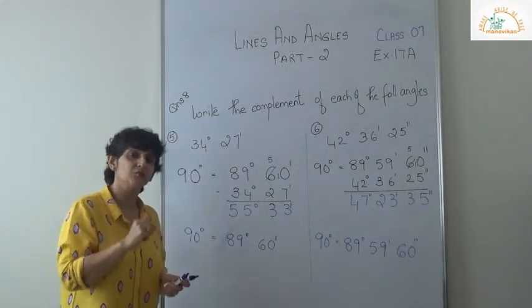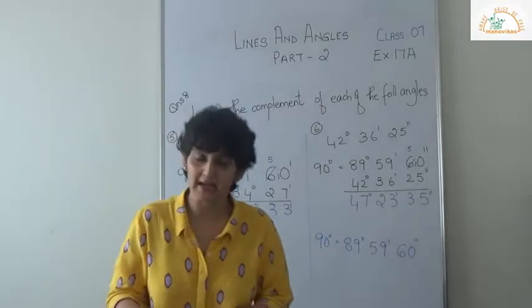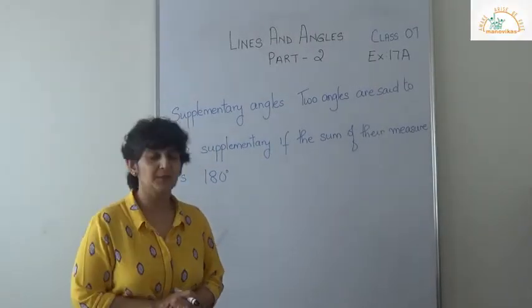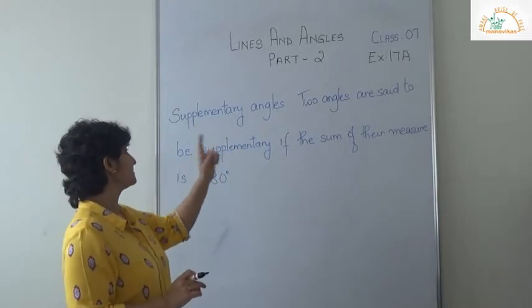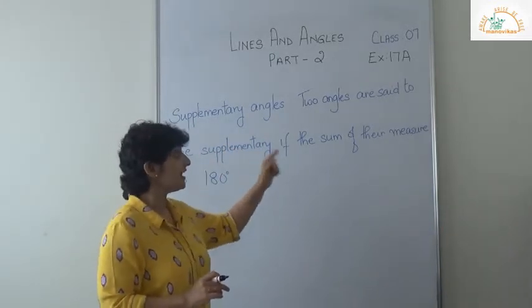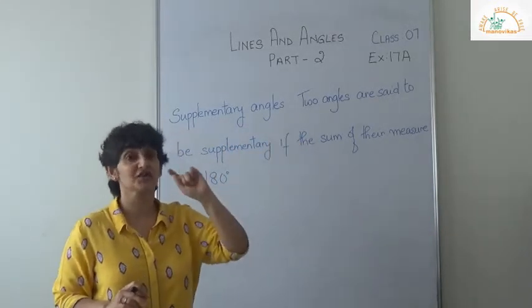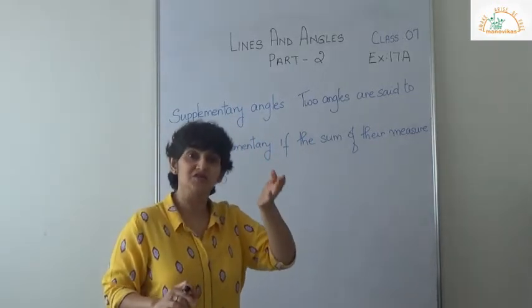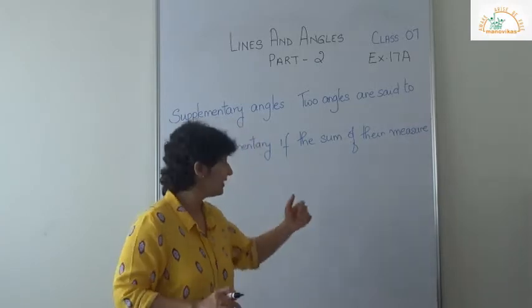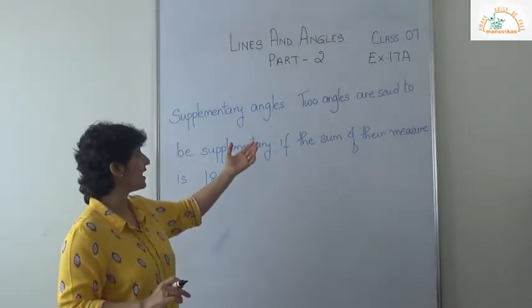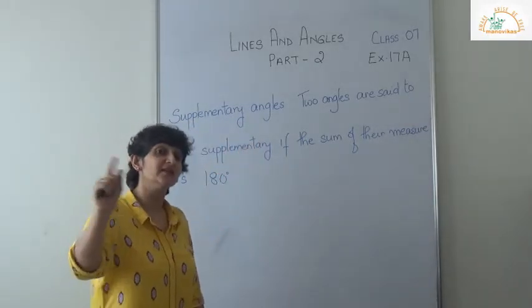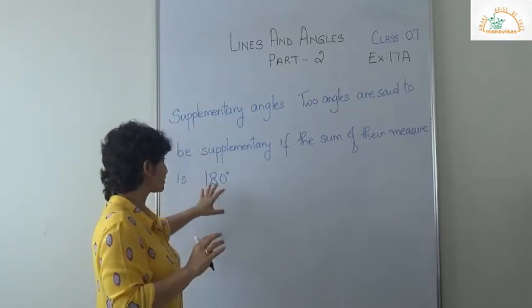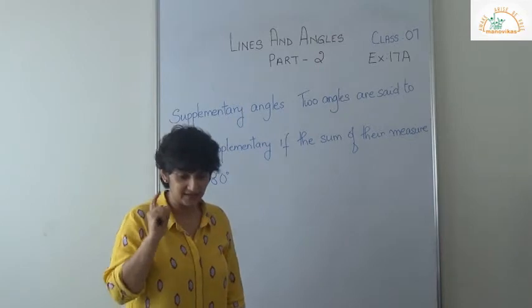Clear? Now let's move on to supplementary angles. Children, now let's understand what are supplementary angles. Two angles are said to be supplementary if the sum of their measure is 180. So remember, when it is complementary, you subtract from 90. Now, when two angles are supplementary, when you add the two, the answer should be 180 degrees.